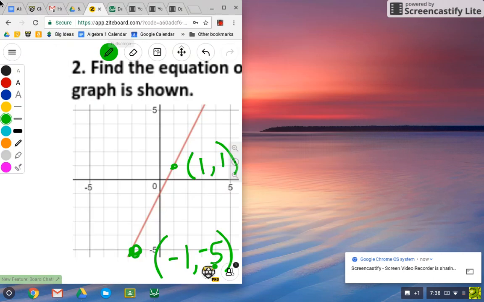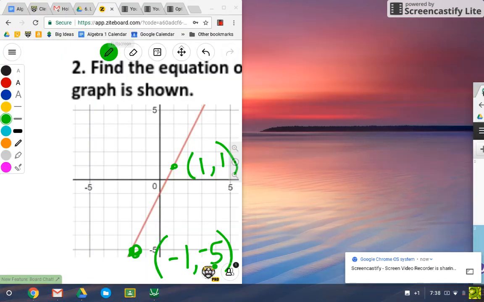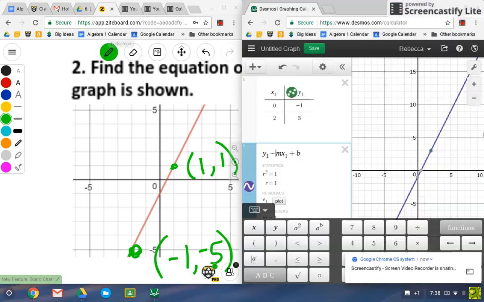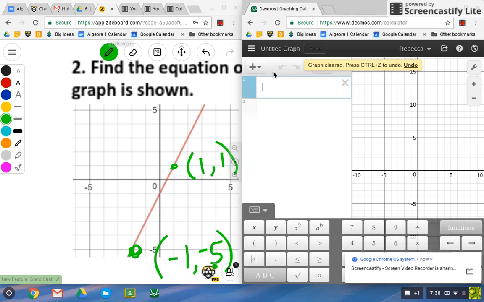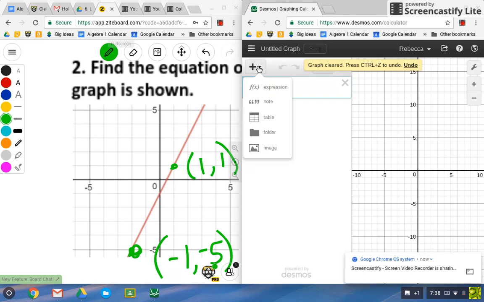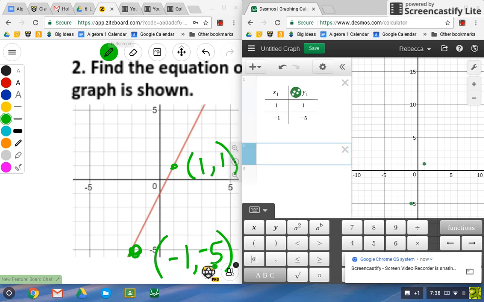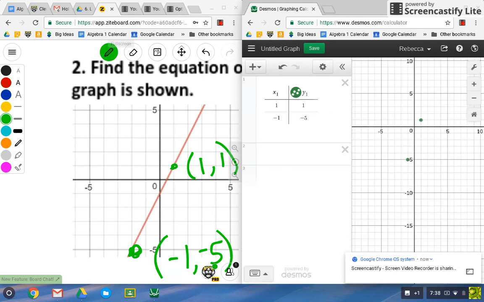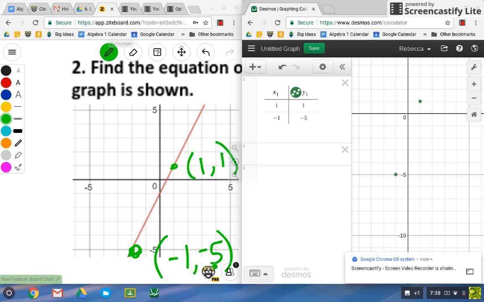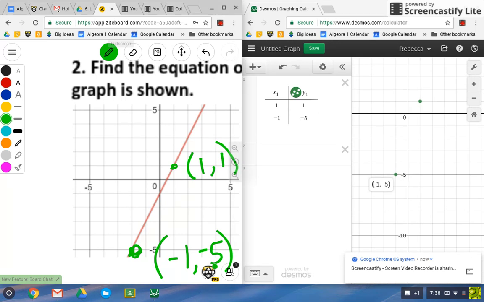So I'm going to make sure that I can see my Desmos at the same time. Okay, so I'm going to start by opening up a table. There's my table, and I'm going to put in my points. So 1, 1, and -1, -5. I should make sure that they're in the right spots. This point right here is right here. Then I'm checking that point. That looks good too.